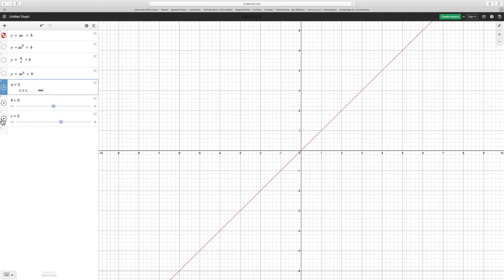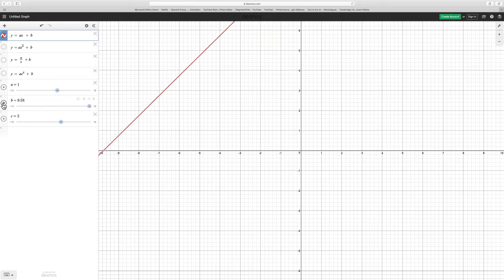Back at 1. And let's see what happens to B as we change the graph with B. We're looking at this graph right over here now. What happens to the graph as we change B? Well, we can see the graph starts moving up and down. But what moves up and down?